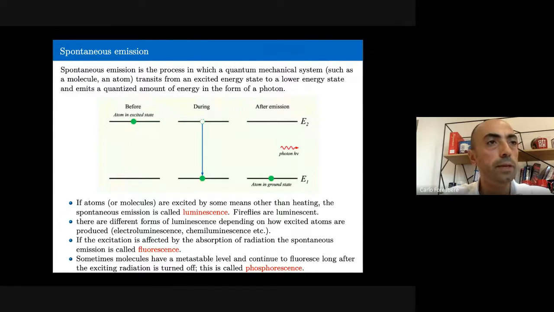Okay, so the important application is in the coupling between plasmon and emitters. In particular, spontaneous emission is a process in which a quantum mechanical system transits from an excited energy state to a lower energy state, and we have an emission of a photon. So this includes luminescence, fluorescence, and phosphorescence. They are different shades of the same effect.